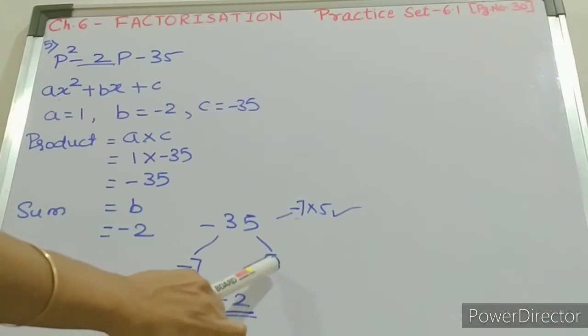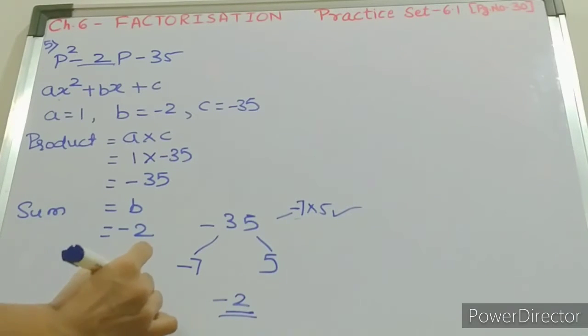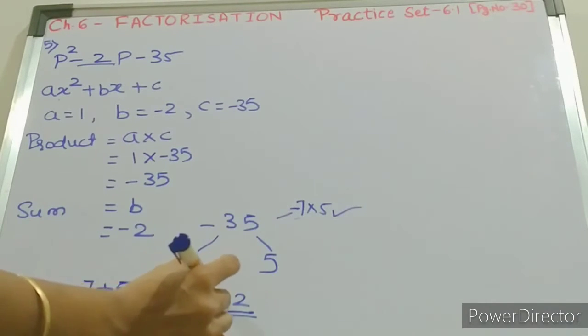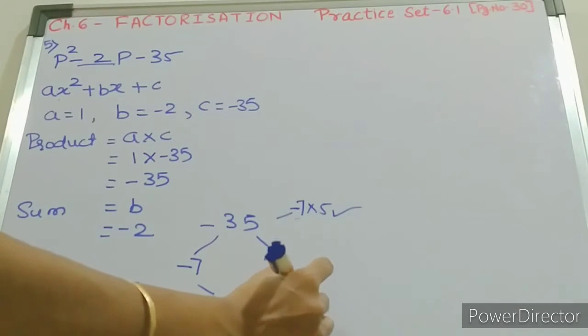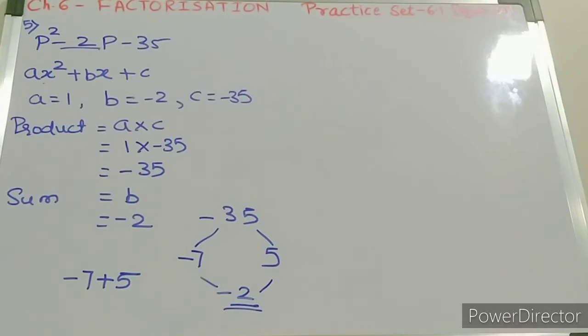Minus 7 plus 5, what does that mean? Both the numbers have different signs. So what do we have to do? We will find the difference and give the sign of the bigger number. So 7 is the bigger number. The difference between these two is 2, and the bigger number contains the negative sign. So the sum will be minus 2. This is the sum. So minus 7 and 5 are our factors.